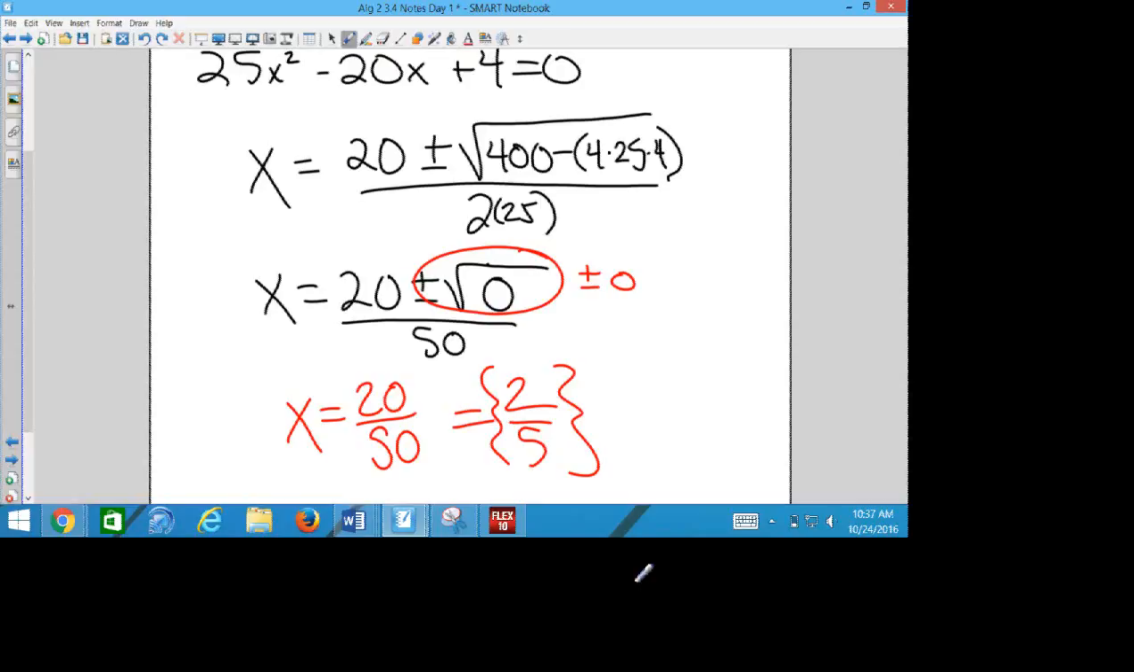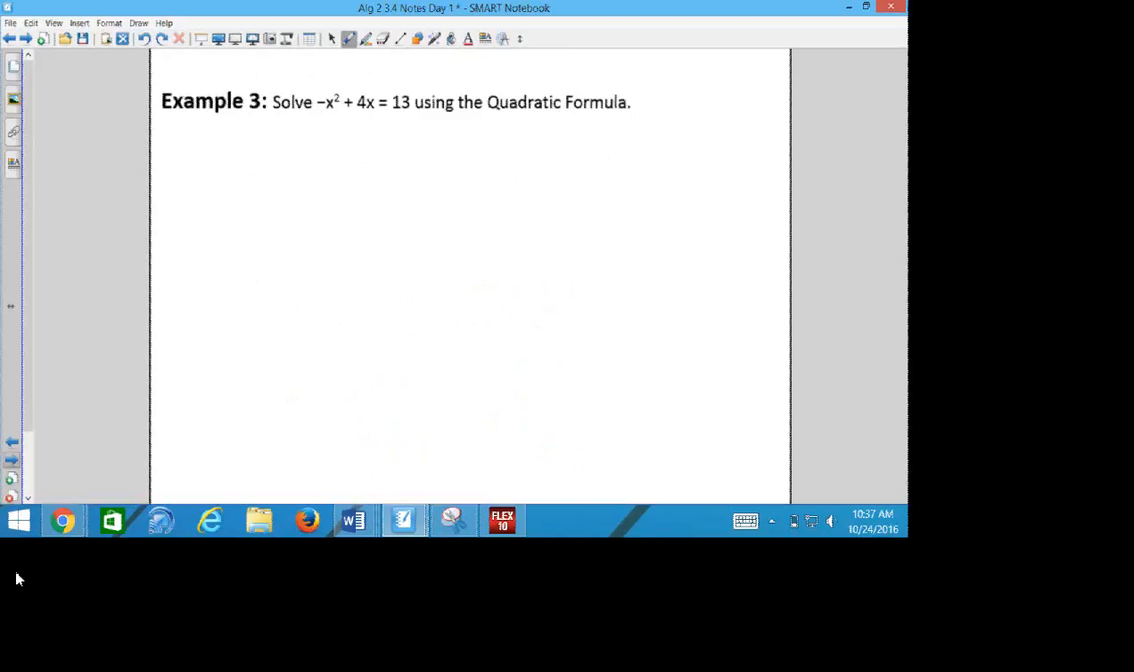Okay, look at example number 4. Example number 4 is solve using the quadratic formula, but I'm going to give you some advice. Oh, my bad. Example 3. Sorry, I don't know why I thought it was 4. Look at example 3. Here's my advice. Ready for this? You don't have to take it, but then I can't guarantee that you're going to get it right when you do your homework.